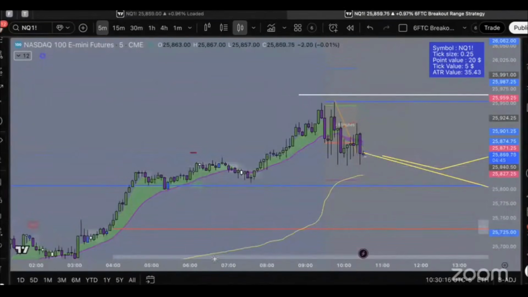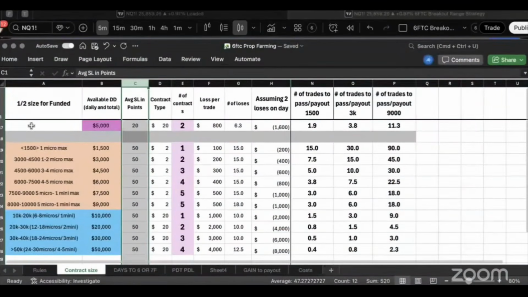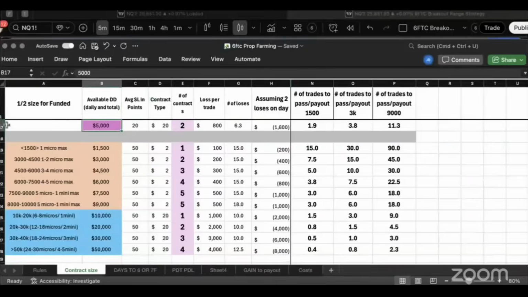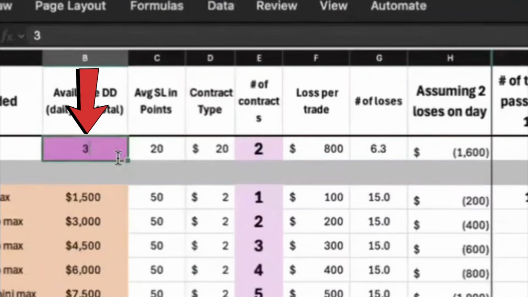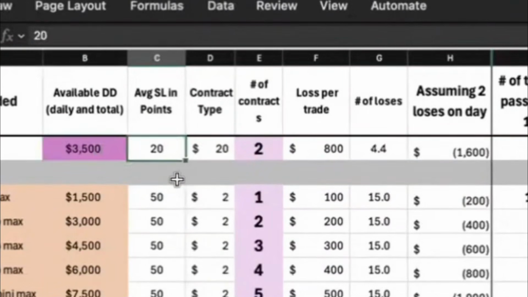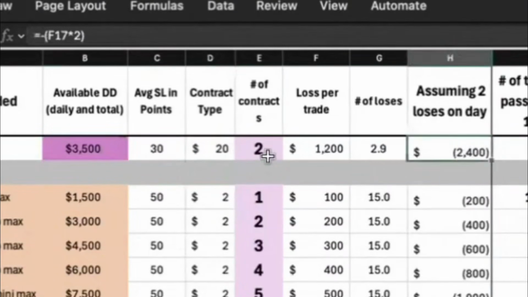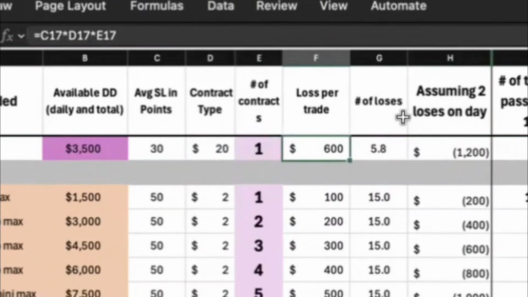So on that level, you can put this in whatever you want. This field is completely customizable. You can say, hey, look, he has a $3,500 buffer. Let's say his average stop loss is 30 points. And let's say he wants to do a mini. That's how much he's going to lose on the day if he took 2 losses, right? And he took 2 contracts. So if he does 1 contract, he's going to lose $1,200 on the day with a 30-point stop. It's not as easy as people think. So anyways, that's the customizable field.